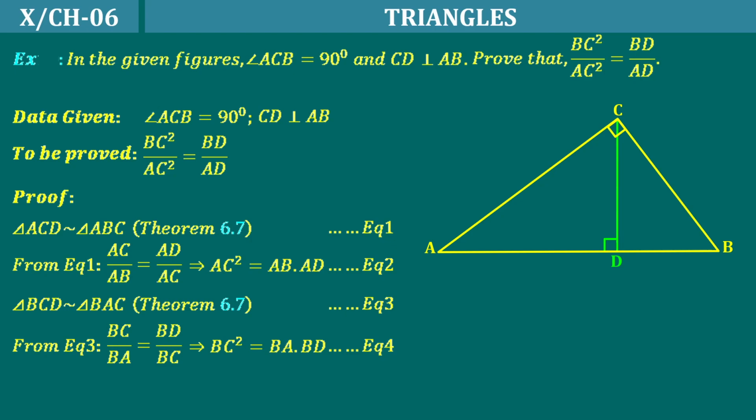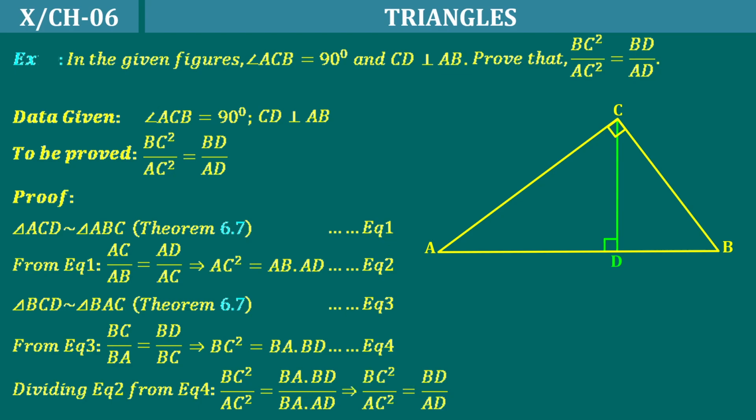Second minor detail, that is what else we are getting: equation 2 and equation 4 are parts of the proving element. BC square is in equation 4, AC square is in equation 2, we have to prove their division, so we divide equation 4 by equation 2. So we are getting BC square by AC square is equal to BA into BD by BA into AD. If BA is nullified, we will be left with this, which is required to be proved.